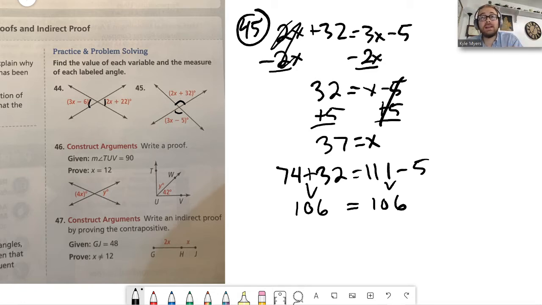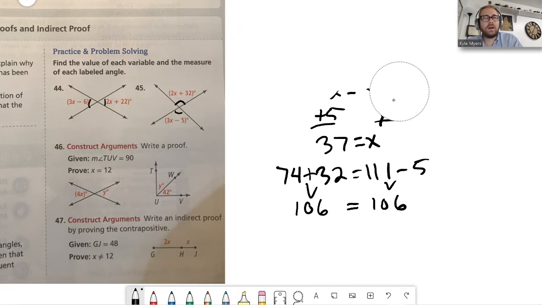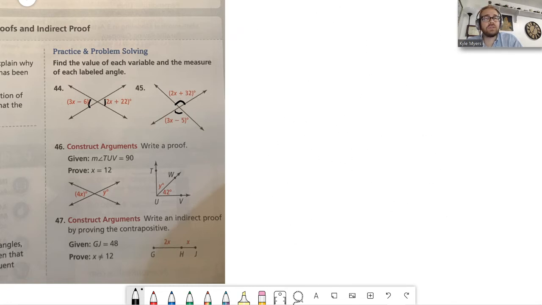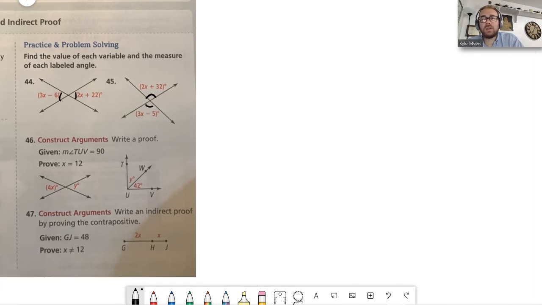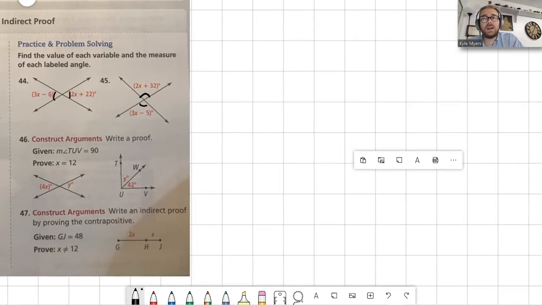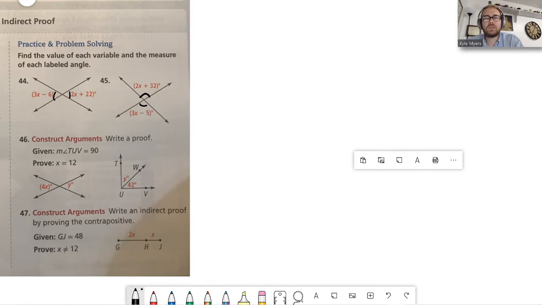It says write a proof. So again, I'm going to go ahead and write the proof since, challenge accepted. But you don't normally have to know how to write proofs. You normally have to know how to fill in the blanks. So just a heads up there. So write a proof. Given measure of angle TUV is 90, prove that x is 12.